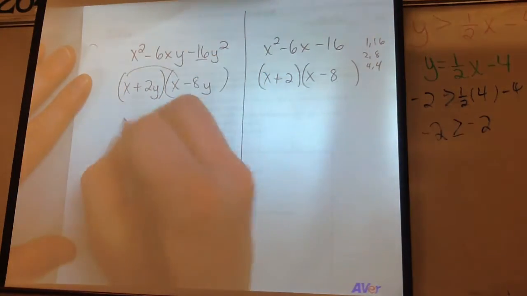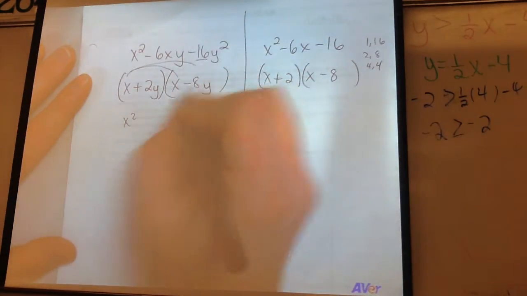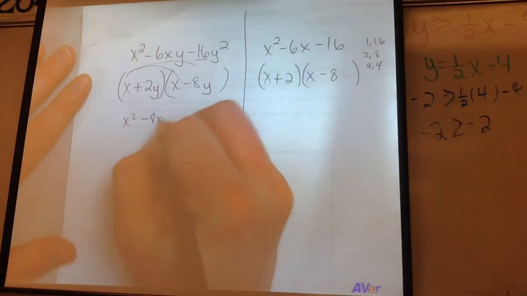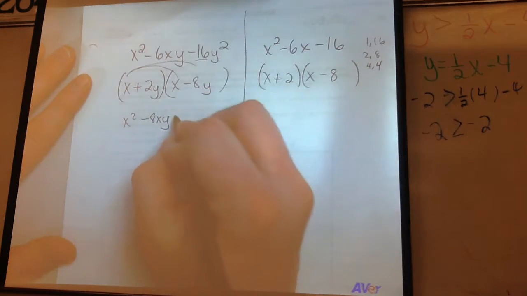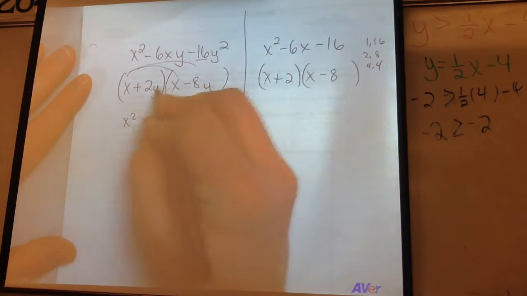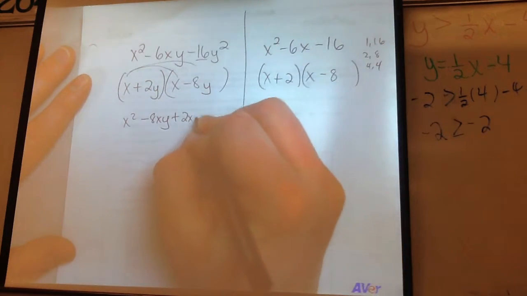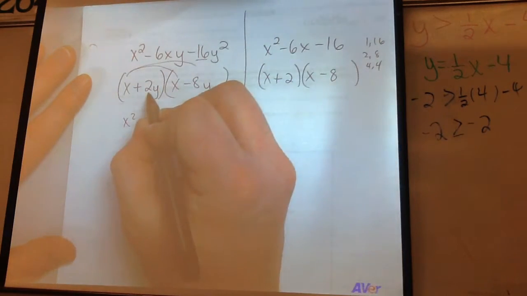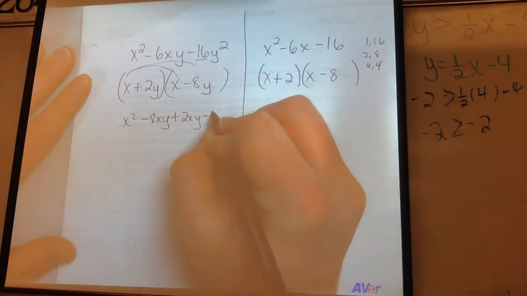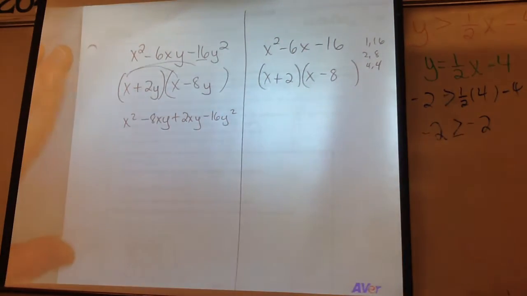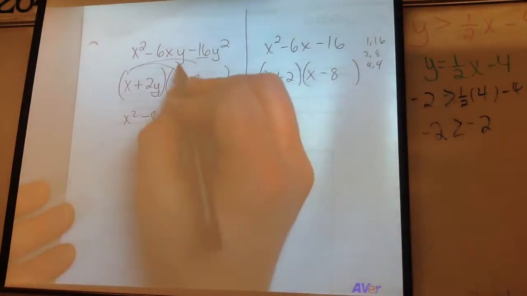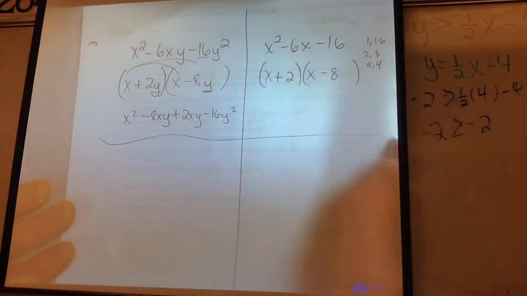Then watch what happens when you multiply it out. x times x is x squared. x times negative 8y is negative 8xy. Positive 2y times x is positive 2xy. Usually you put them in alphabetical order. And then 2y times negative 8y is negative 16y squared. So it ends up with the y's in there. It's the exact same thing. You just throw the other letter in the back. That's not too hard.